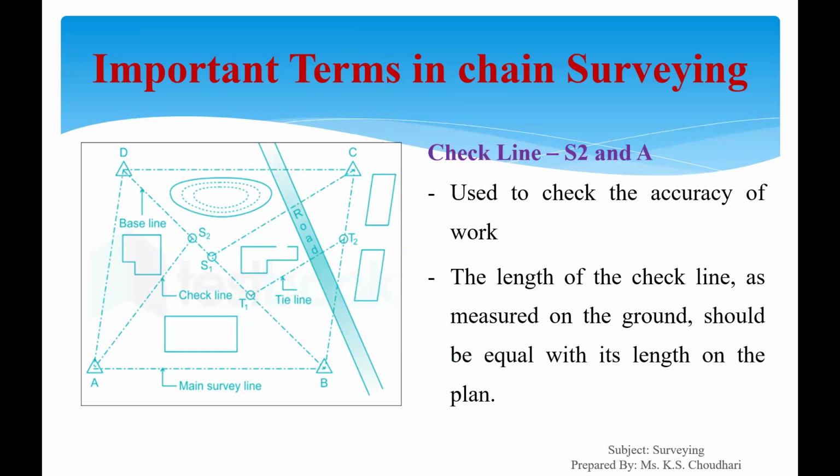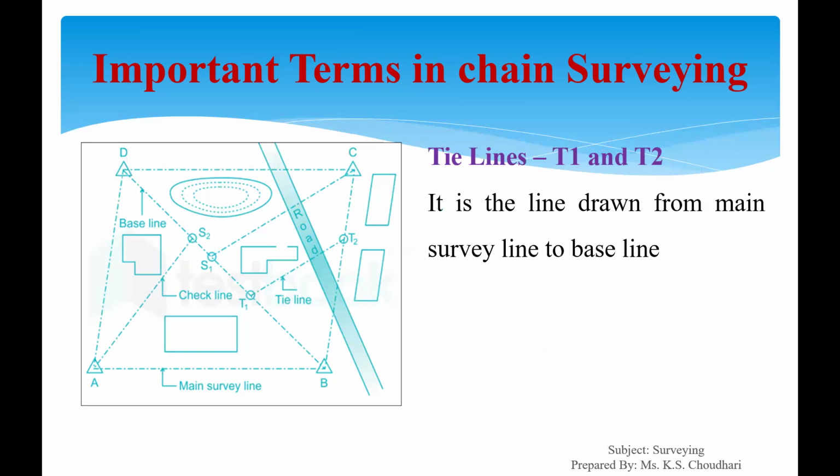Check line S2 and A. It is used to check the accuracy of work. The length of the check line as measured on ground should be equal to its length on plan. Tie lines T1 and T2. It is the line drawn from main survey line to the baseline.